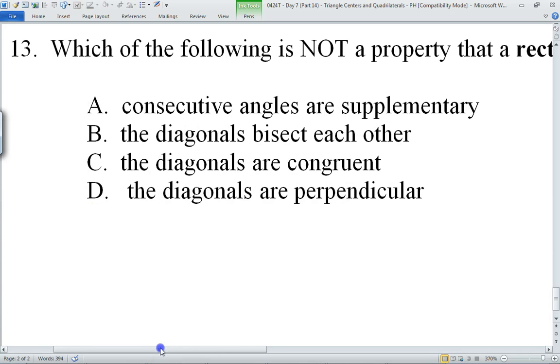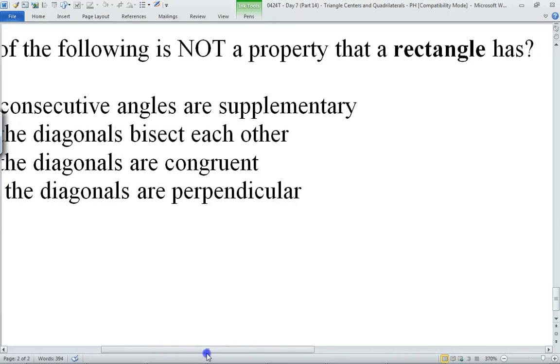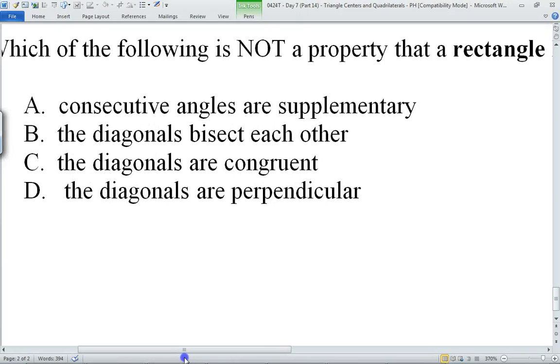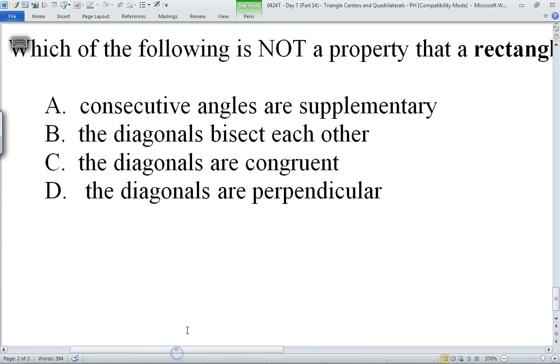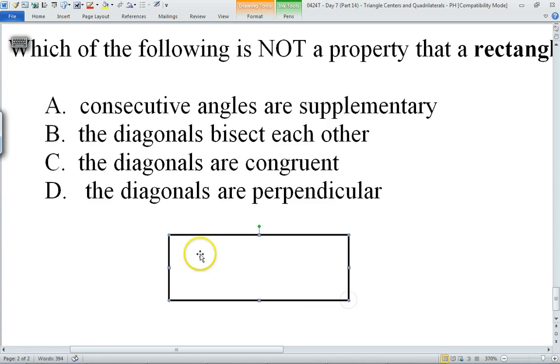Number 13. Which of the following is not a property that a rectangle has? Let me have a picture going while I'm talking about it. Here's a rectangle. Consecutive angles are supplementary. Yeah, it has that. These angles would be supplementary. The diagonals bisect each other. Yep, it has that.